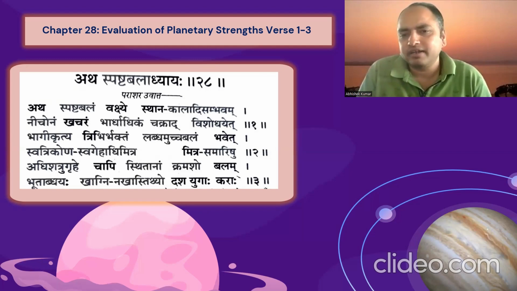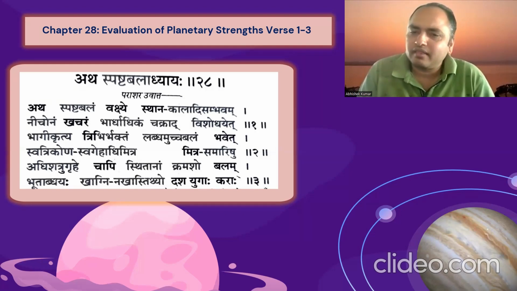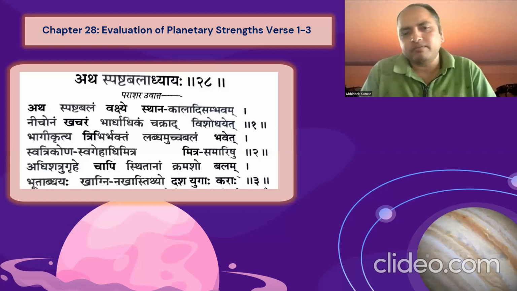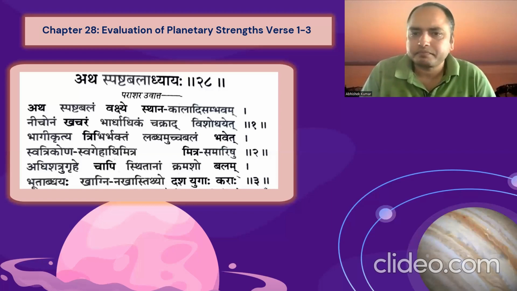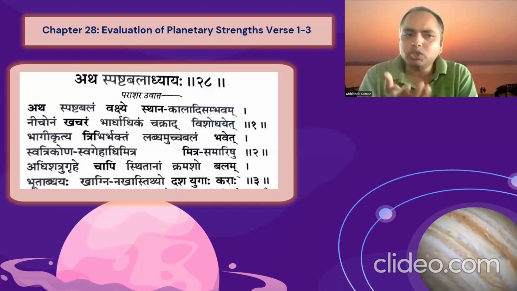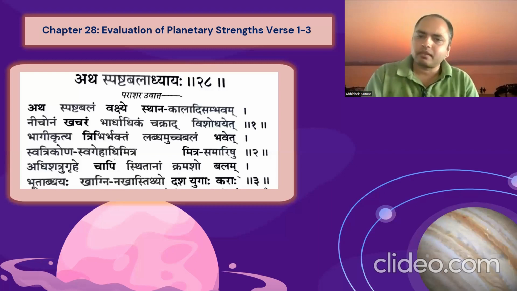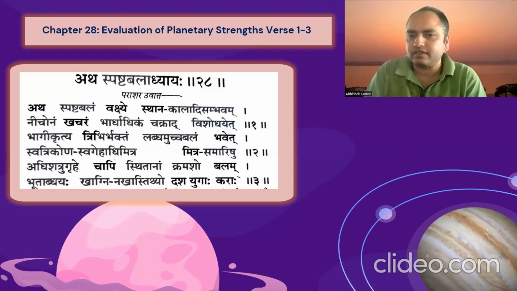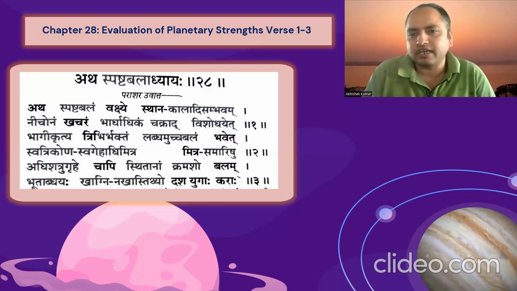Asthan Bal is further categorized mainly into 5 categories. From verse number 1 to 6 mainly, he will talk about Asthan Bal. In the Asthan Bal, the first category is called Uch Bal. Uch Bal is the strength due to exaltation. If a planet is in the exaltation sign, that strength is coming basically due to its position. So it's a positional strength, and Uch Bal is the first category in positional strength.